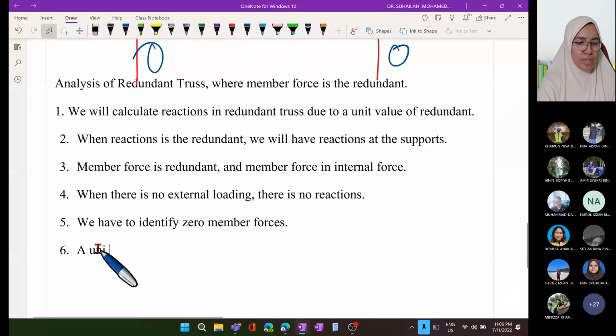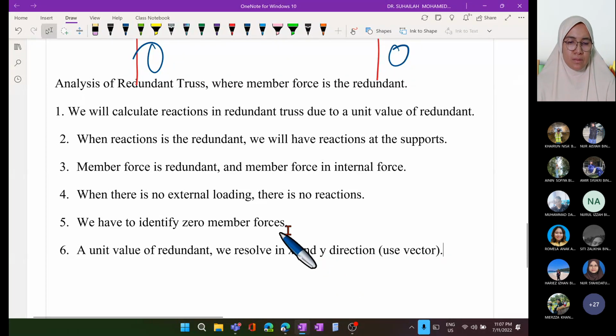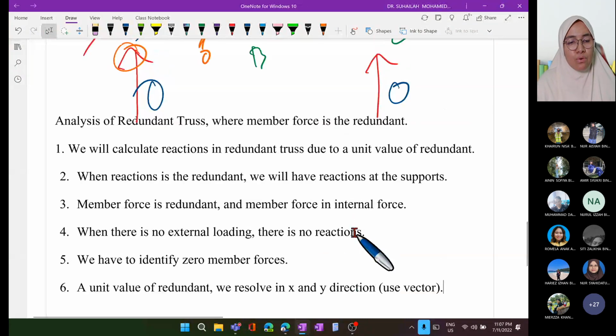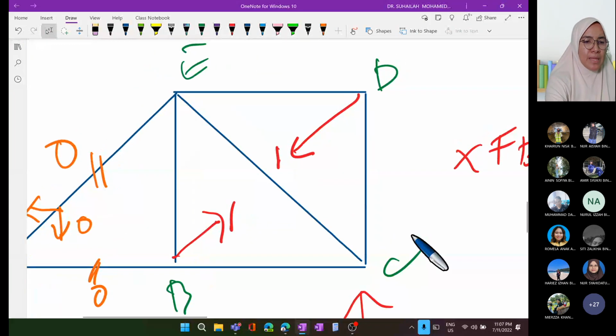A unit value of redundant. Okay, we resolve in X and Y direction. Guna konsep vektor kan? Okay, use vector. Ini bukan untuk hafal. Ini kalau you faham, you akan buat all these things. Okay, use vector. So, kat sini kita nak fokus yang segi 4 tu je, petak tu.